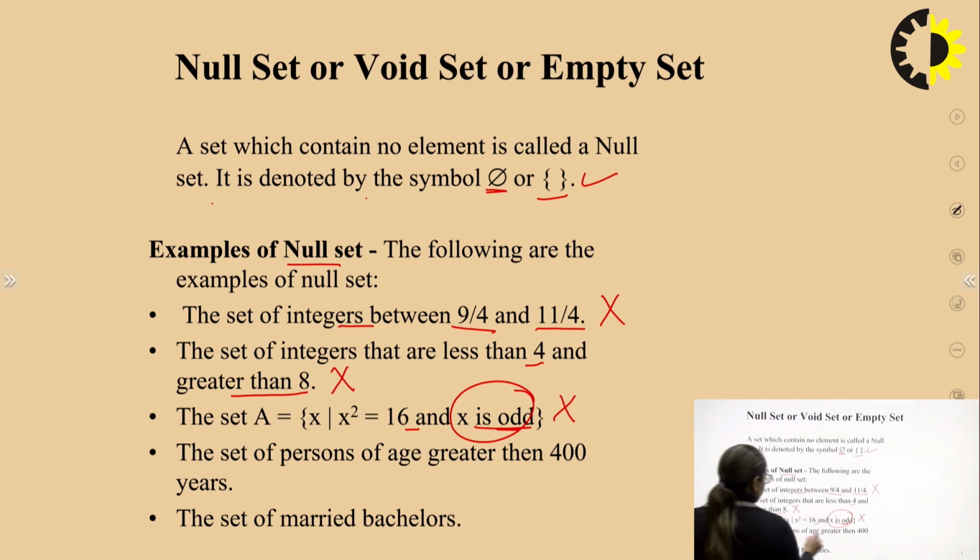The set of persons of age greater than 400 years. According to the study, no person can be alive up to 400 years. So this is also not true, and that means there is no element in this. The set of married bachelors. A bachelor is a person who is not married. So this is also not true, and that means there is no element in this.